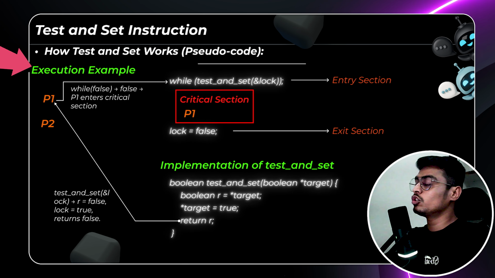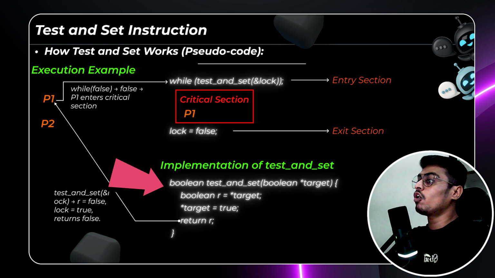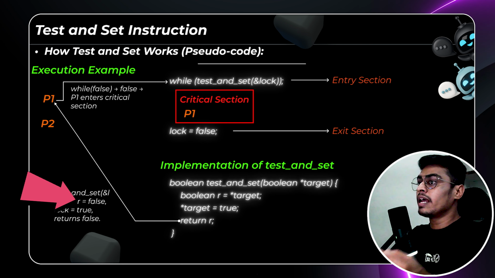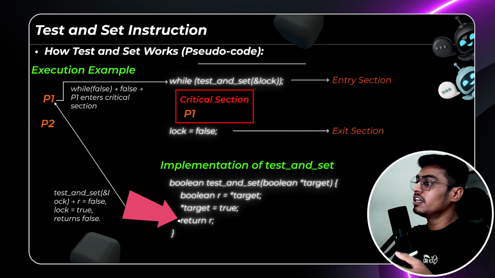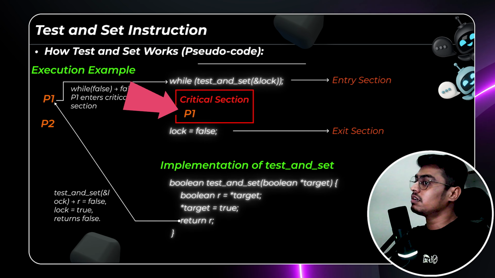Now what is the execution example here? Initially lock is equal to false. When P1 arrives, P1 calls test_and_set(&lock). Inside the function r is equal to false, the current value of lock, and then lock is equal to true. The function returns false. So while(false), P1 exits the loop and enters the critical section.